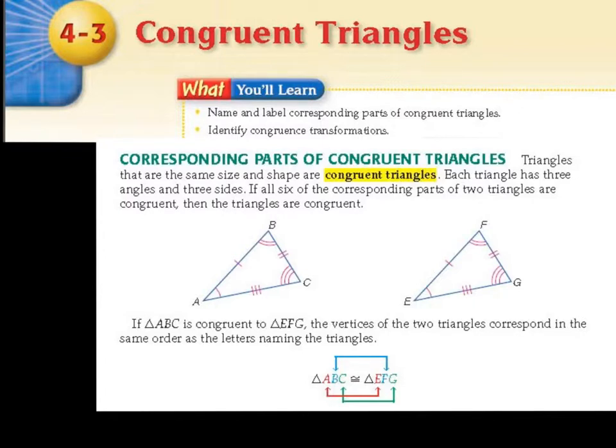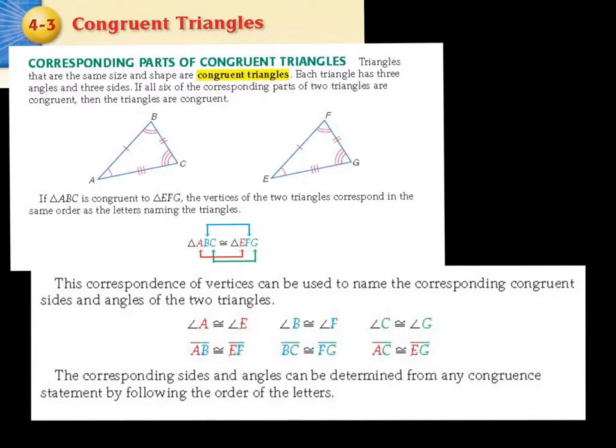If all 6 of the corresponding parts of 2 triangles are congruent, then the triangles are congruent. If triangle ABC is congruent to triangle EFG, the vertices of the 2 triangles correspond in the same order as the letters naming the triangles. This correspondence of vertices can be used to name the corresponding congruent sides and angles of the 2 triangles.